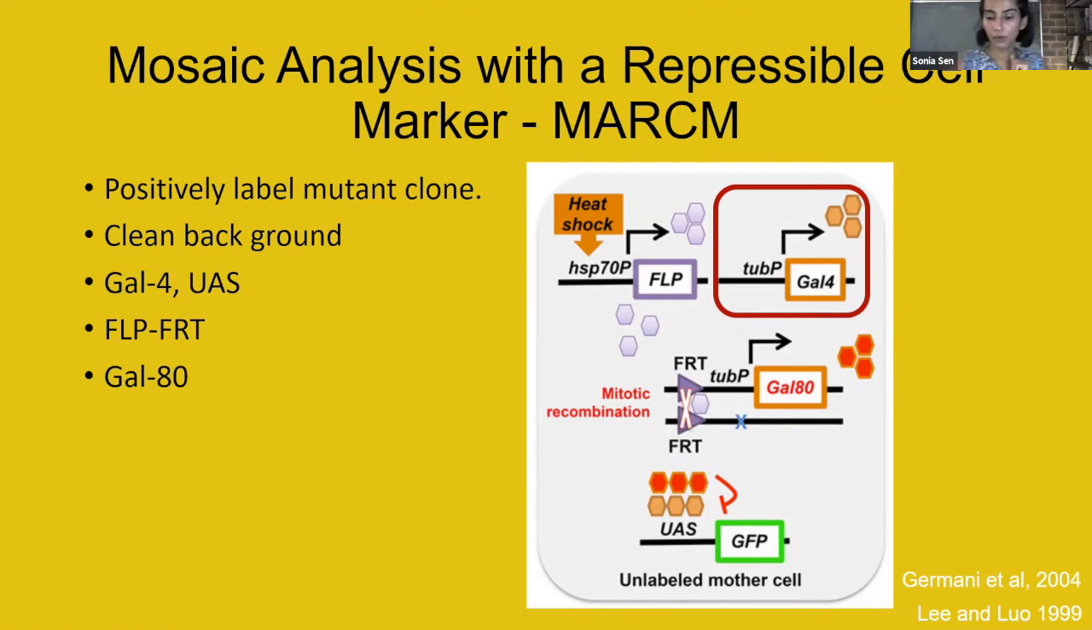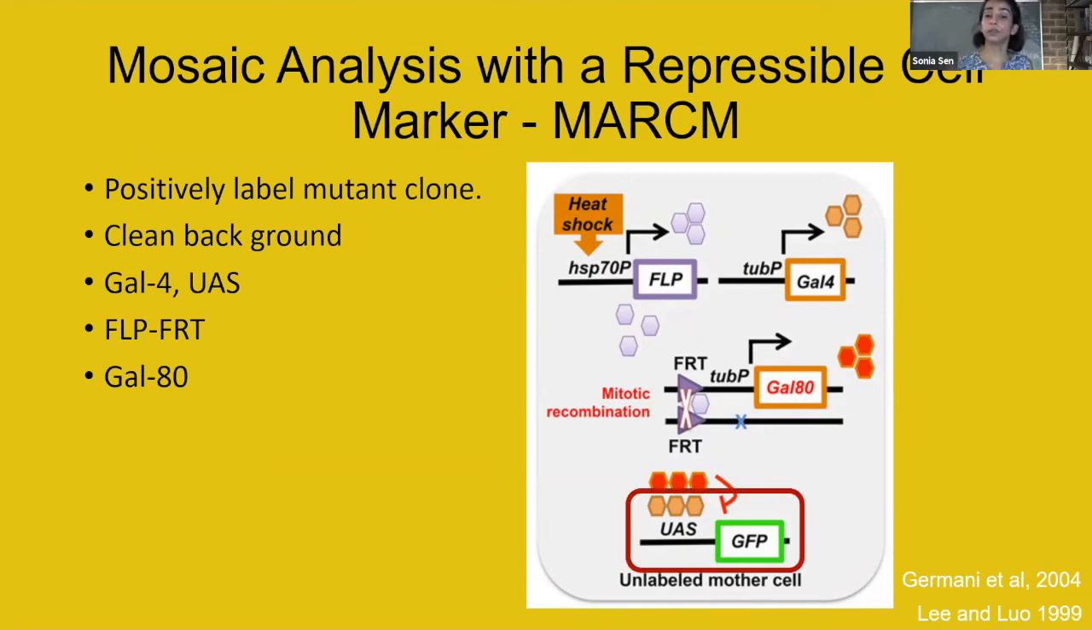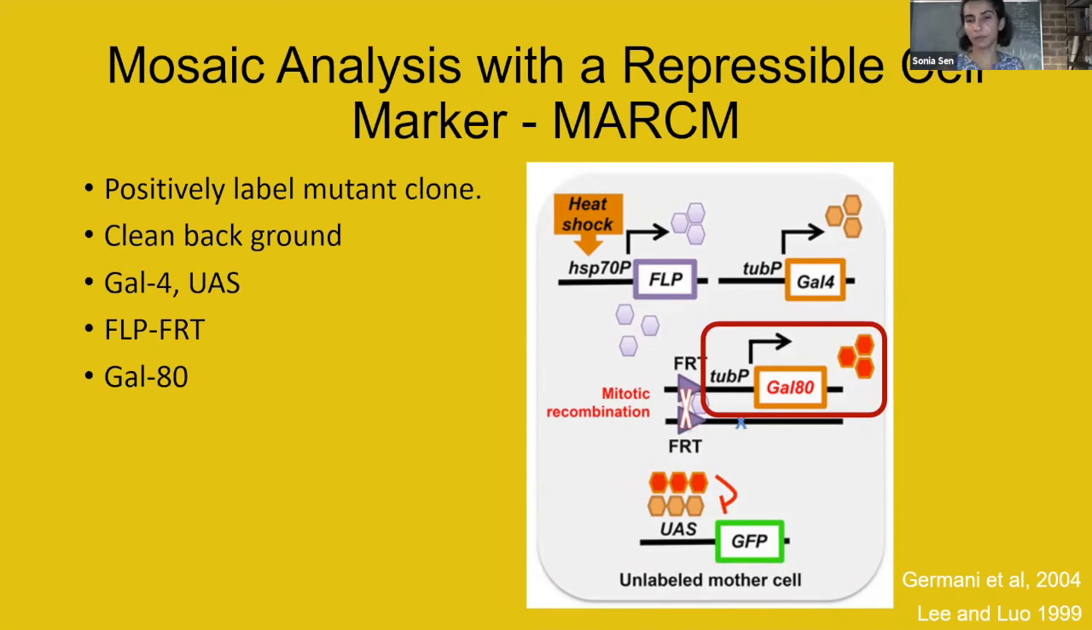Now remember, every single cell in the fly has this GAL4. In that same cell, there's also UAS GFP. So ideally this cell and every cell in the fly should be expressing GFP because it's tubulin GAL4, right? But it doesn't, and it doesn't because there is this repressible cell marker that MARCM is famous for. So you'll notice the GAL80 that we refer to. Is everyone familiar with GAL80? Have you guys covered GAL80?